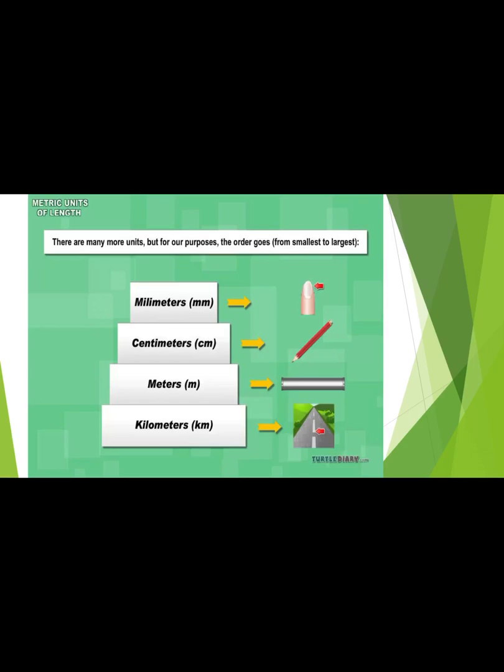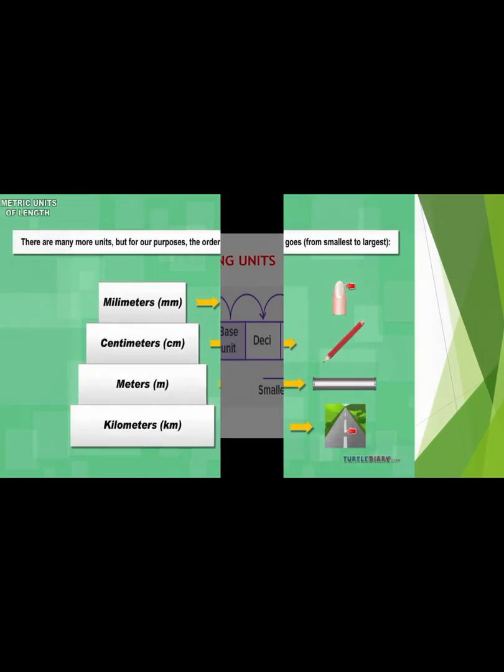Centimeter can be used for the length of a pencil. Then the complete length of a door or length of a rod can be measured by using the measuring unit meter. The length of a road can be measured by kilometer. So these are the different standard units for measuring length.